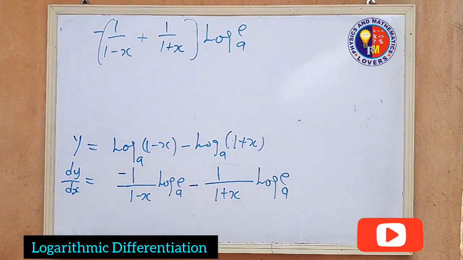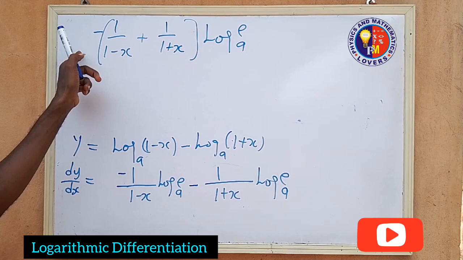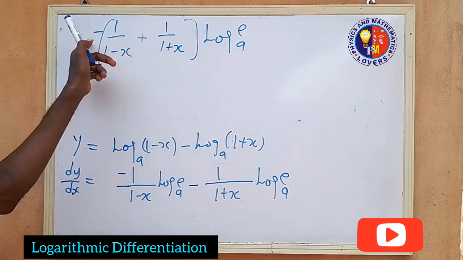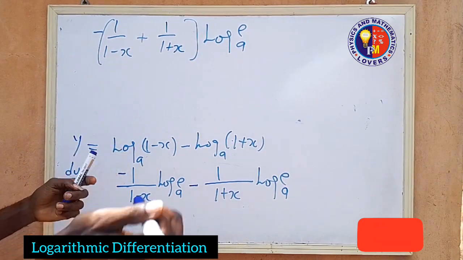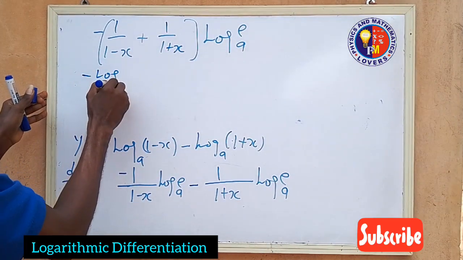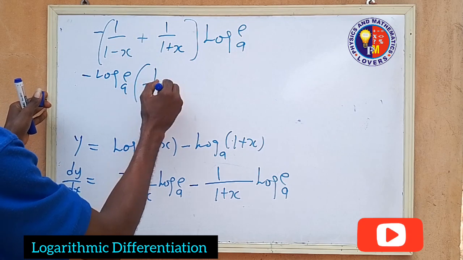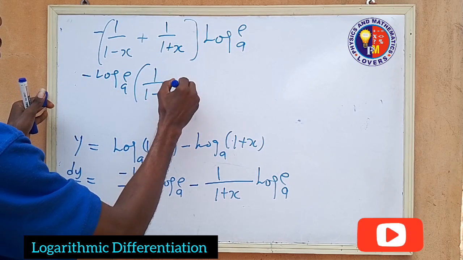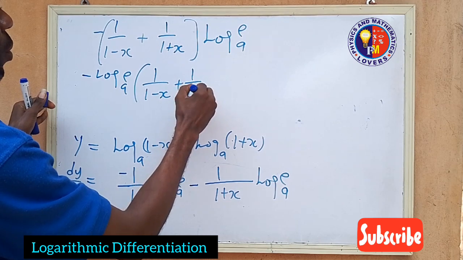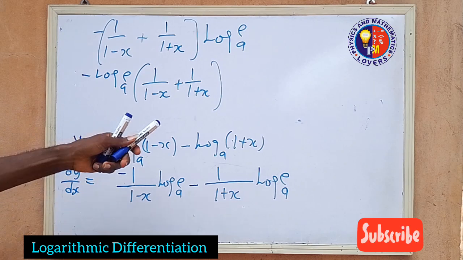Okay, so the next thing you do now is to bring this log to this side, since we have factorizing. Either we put it this way or this way, so any of which you can do, no problem. You can as well write it like this: minus log e to base a, then what is inside here, 1 over 1 minus x plus 1 over 1 plus x. Okay, so let's solve it this way.